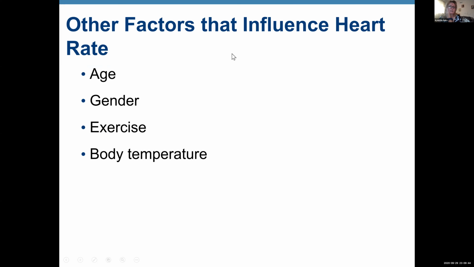Okay, other factors that influence heart rate: age, gender, exercise, body temperature. The older we get, our heart rate actually goes up. So in older people, heart rate increases. Gender, in general, females have a higher heart rate than males. Exercise, of course, increases your heart rate. Body temperature, if it goes up, it also increases heart rate.